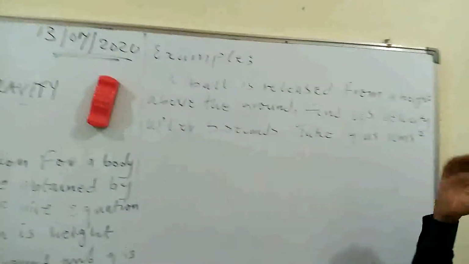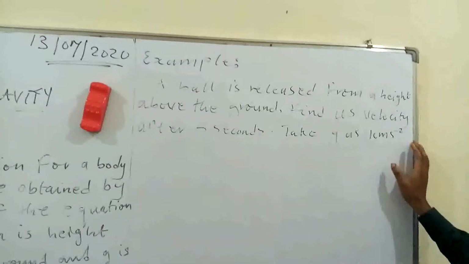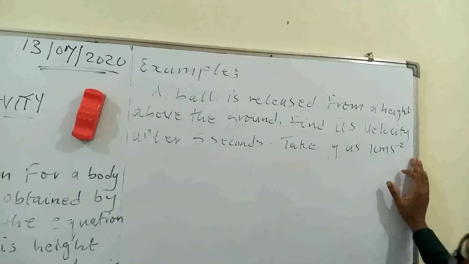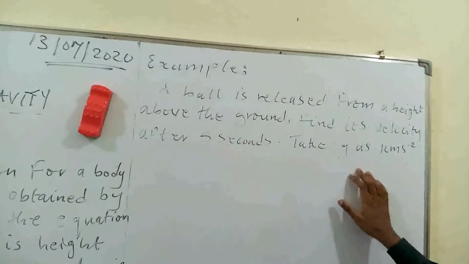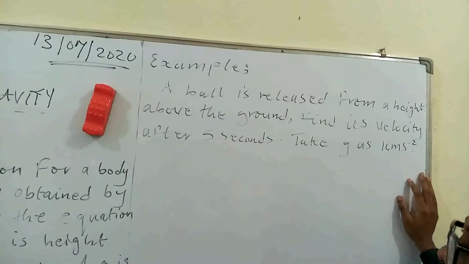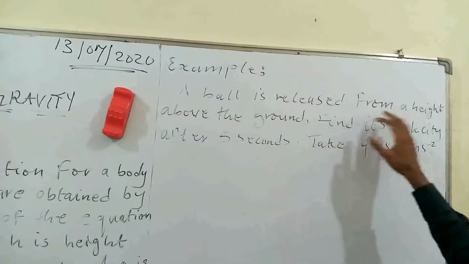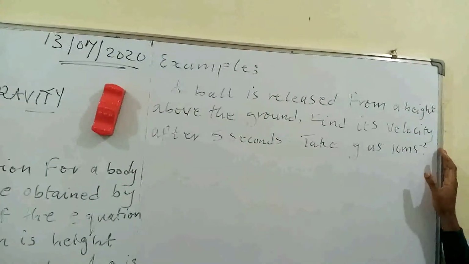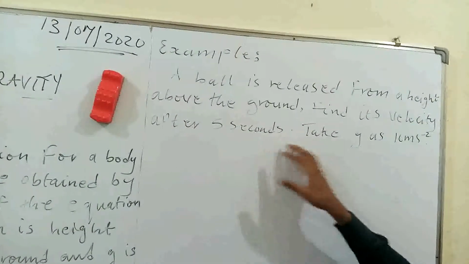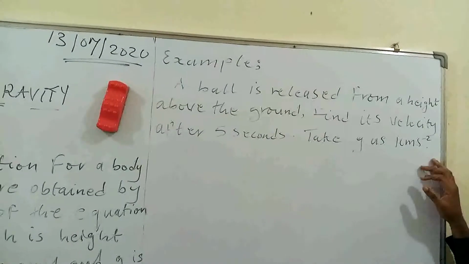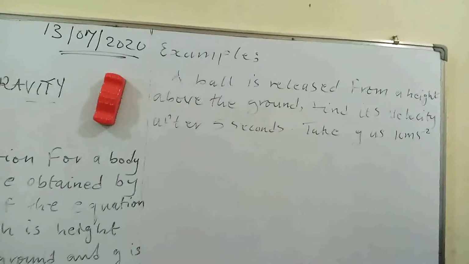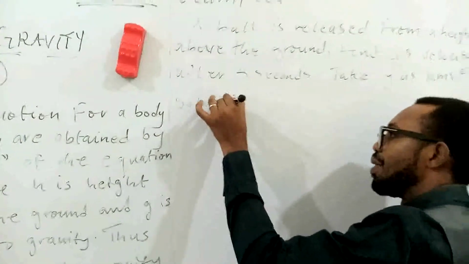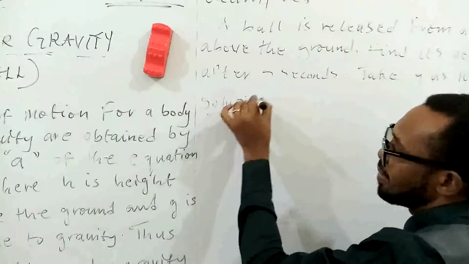I have an example on the board. A ball is released from a height above the ground. Find its velocity after 5 seconds. Take G as 10 meters per second squared. Now we'll quickly try this out. If there's time, we'll take another exercise before I give you an assignment.